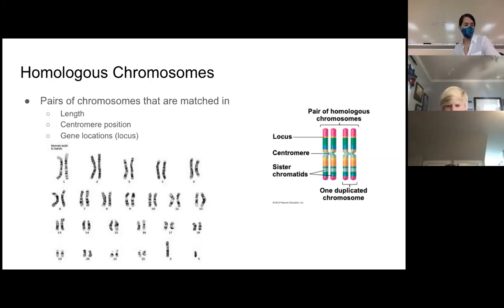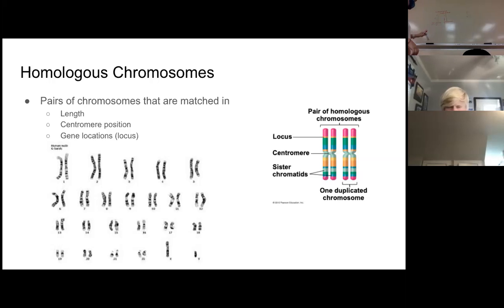Sister chromatids are what you get when you duplicate these. So if I have, I'm going to do pink and red just to make it clearer which one's which, this is my pair of homologous chromosomes. In your cells, you have 23 pairs of chromosomes, so you'd have a bunch of these pairs of homologous chromosomes. We can have a short pair with blue and purple. So these are both pairs of homologous chromosomes.